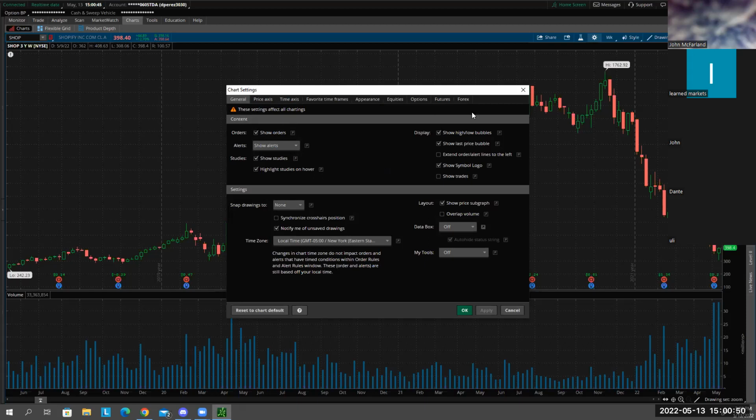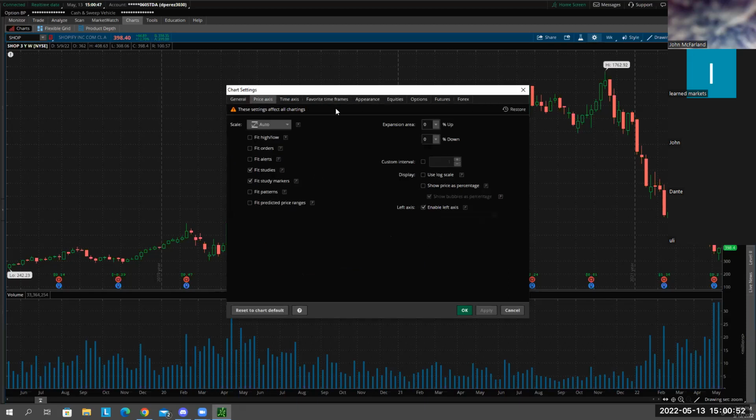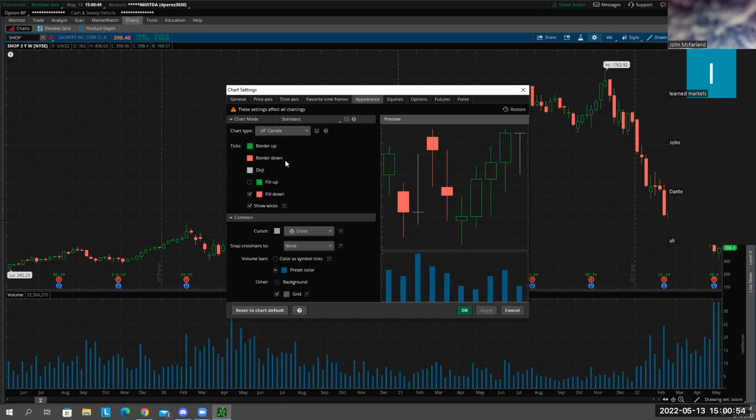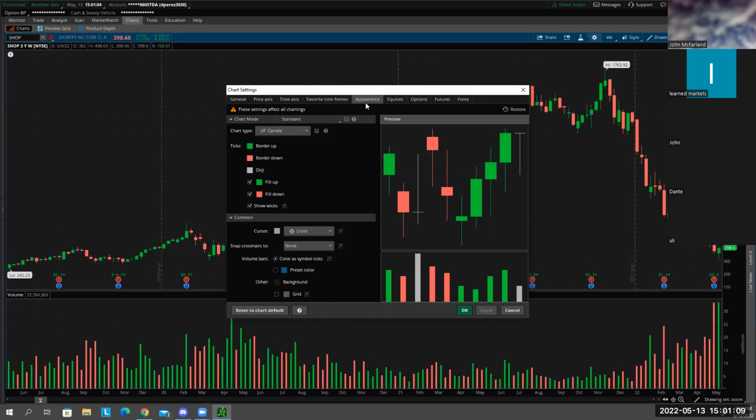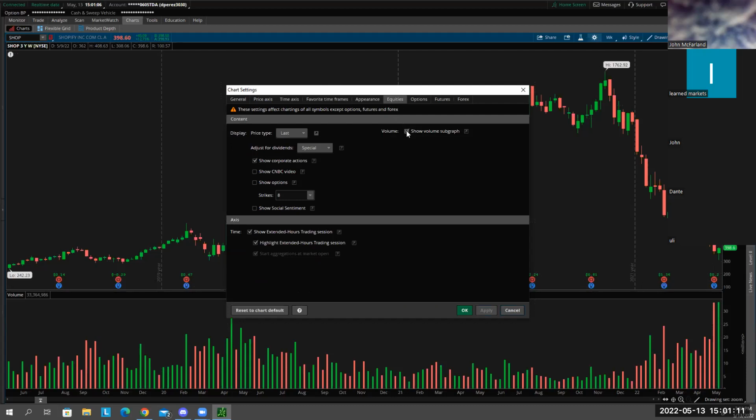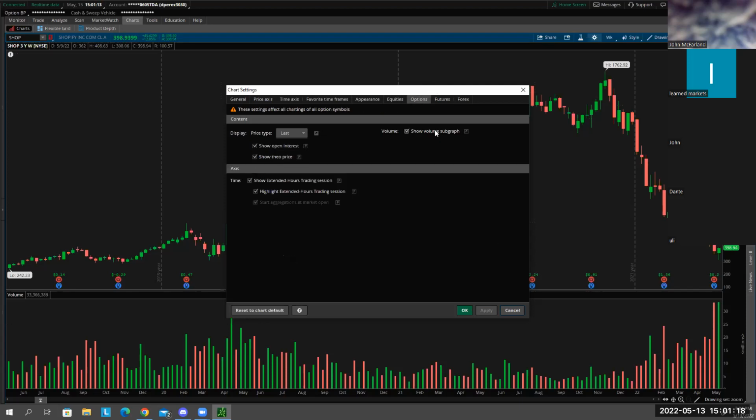First things I'm doing is I'm going to appearance, turning off the grid, coloring as symbol ticks, filling up and filling down. That's it for now for that. Then I'm going to equities, making sure show volume subgraph is on, making sure show extended hours trading session is on, making sure on options as well, show volume subgraph is on, show extended hours trading is on.